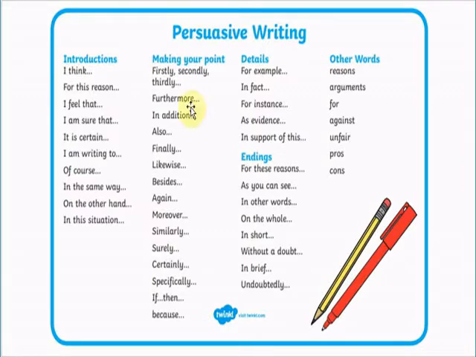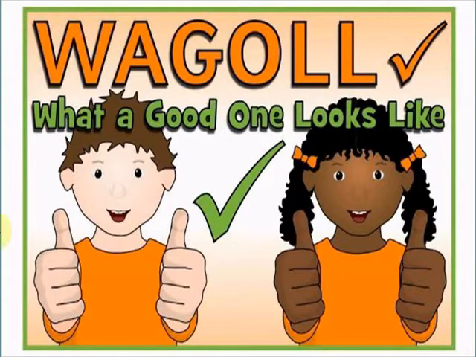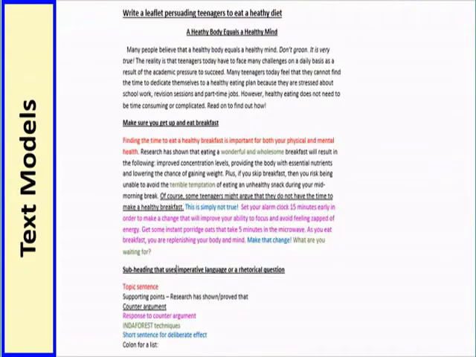At this point, we might be thinking about, okay, great, you've given me so much information, but how do I put this together? What does a good one look like? Well, let's look at what a good one looks like, shall we? Here is a model text, and it's just showing some examples from a leaflet of persuading teenagers to eat a healthy diet.